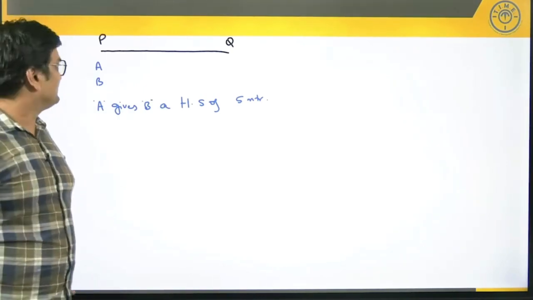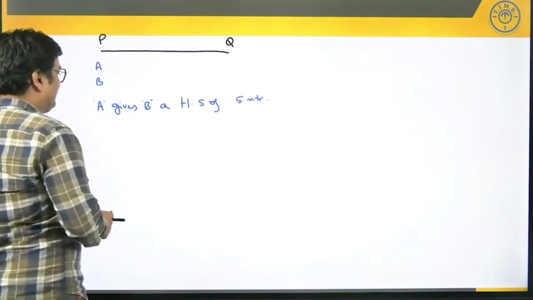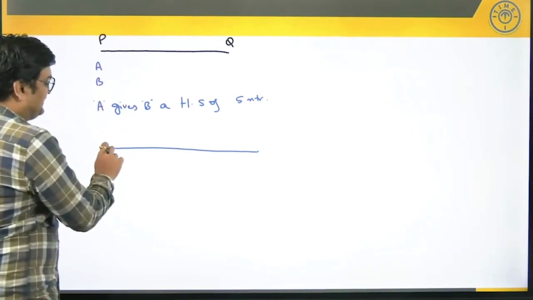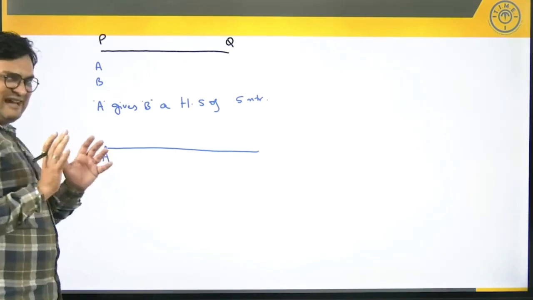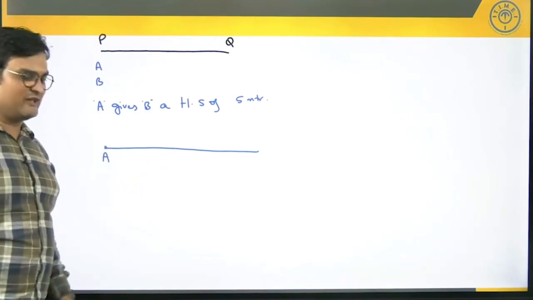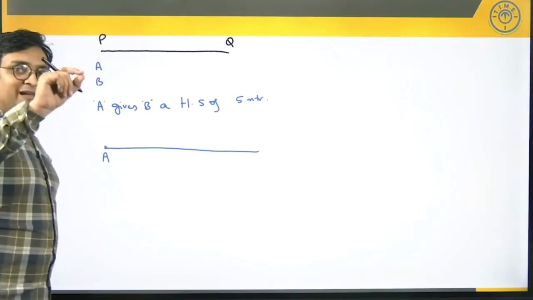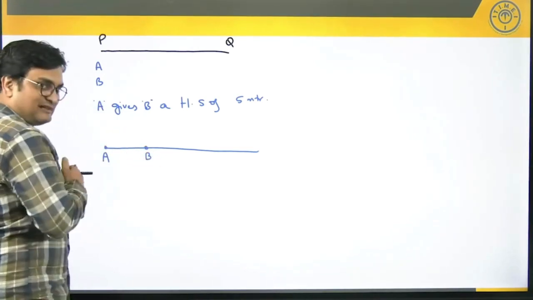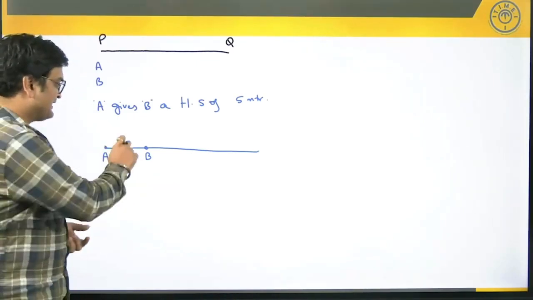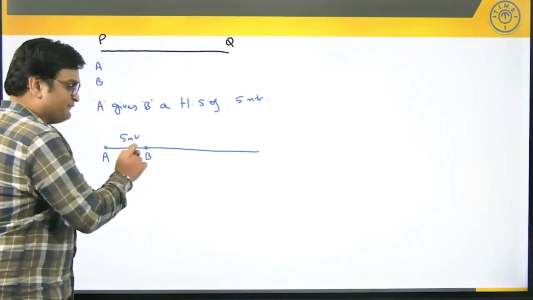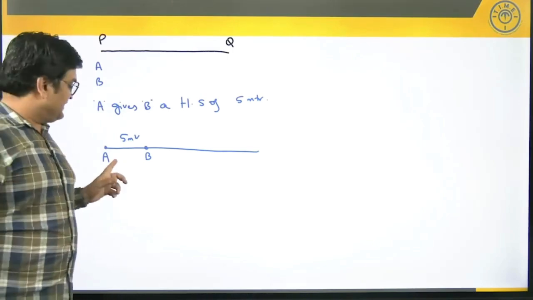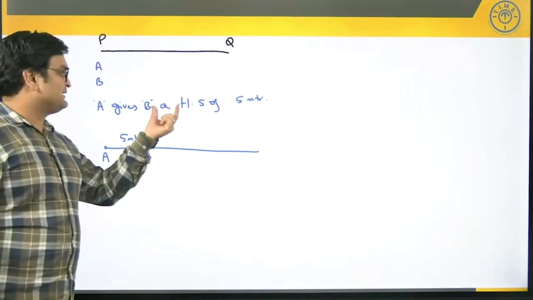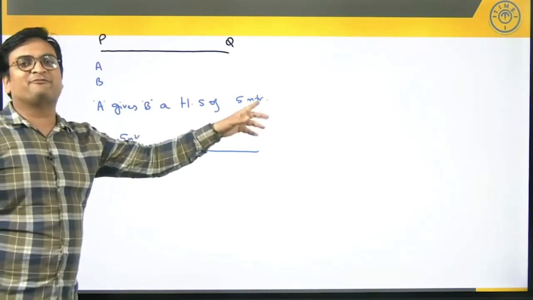What does that mean? So that means when the race begins, A will be standing at the starting point only, he will not be moving at all. Only when B has covered 5 meters, so B has started running, only when B has covered 5 meters will A start running. So this way A is giving B an advantage. That advantage is called a head start in terms of number of meters.